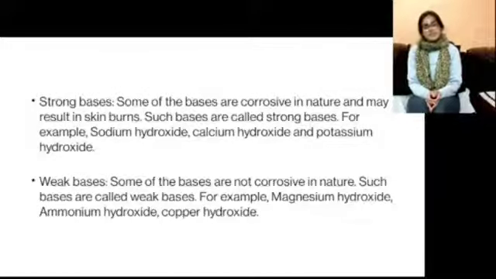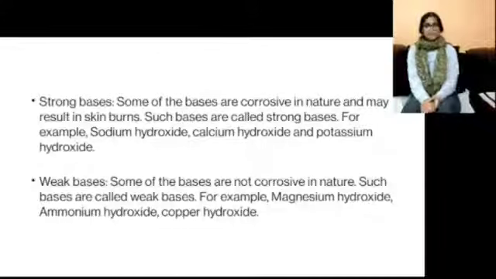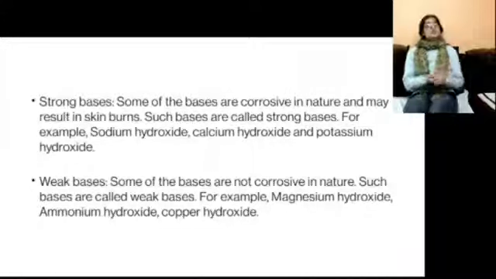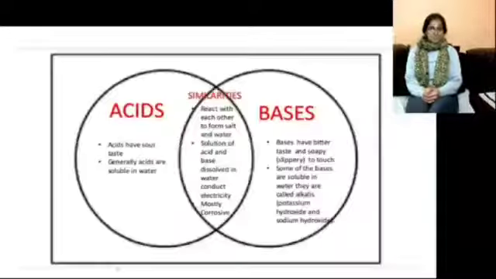Weak bases: some of the bases are not corrosive in nature. Such bases are called weak bases. For example, magnesium hydroxide, ammonium hydroxide, copper hydroxide, etc. Now, let us see the differences between acids and bases, and we'll also look into the similarities between the two.